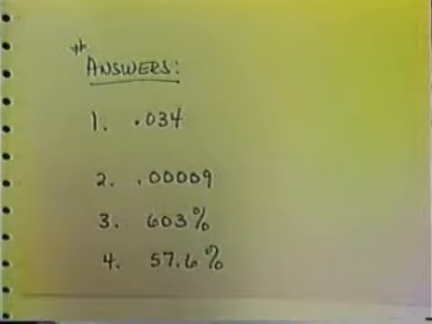Okay, the answers to these: the first one is 0.034. The second one is 0.00009. That's 4 zeros and a 9 after the decimal. The third one is 603%. And the fourth one is 57.6%. If you have any questions, ask a math tutor or a lab instructor, and they'll be glad to help any way they can.